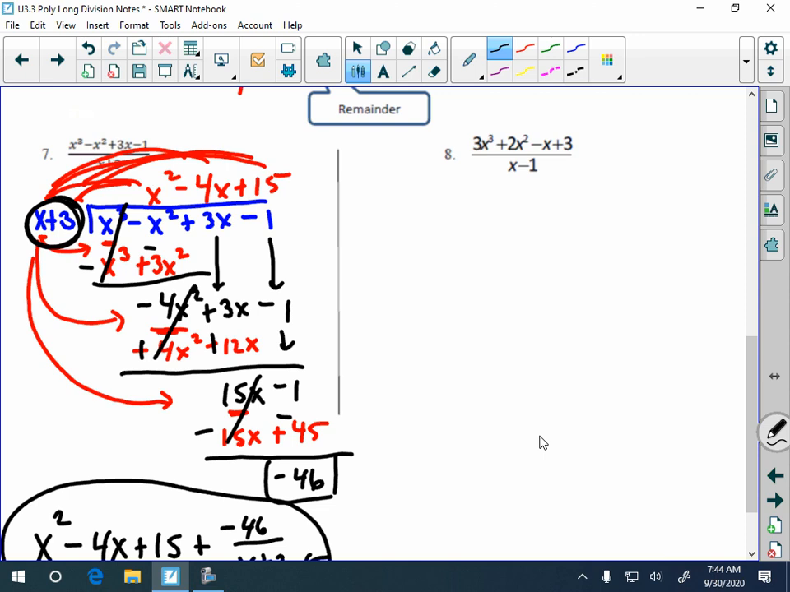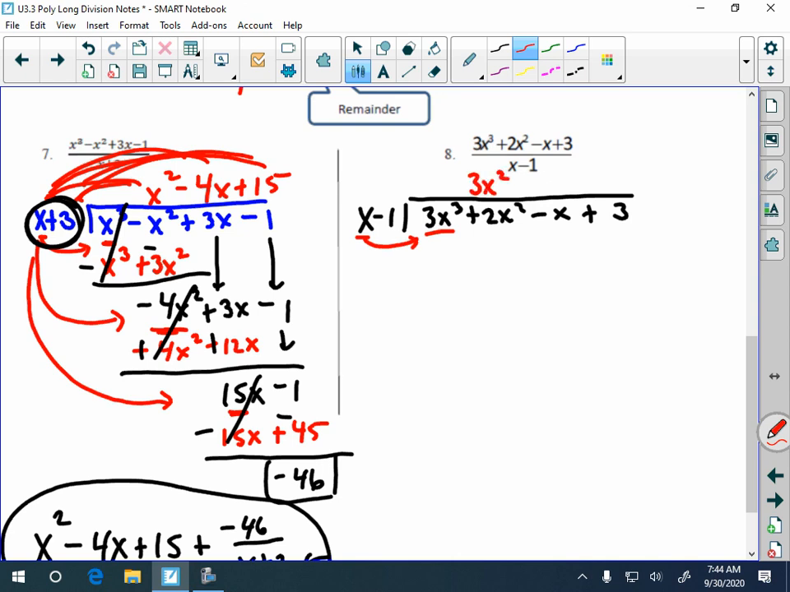All right, and then last one, number 8. x minus 1, 3x to the third, plus 2x squared, minus x plus 3. All right, so looking at the x and 3x to the third. So x times what is 3x to the third? So it's going to be 3x squared. We'll distribute that 3x squared over. So 3x squared times x is 3x to the third. And 3x squared times negative 1 is negative 3x squared. Draw a line, change both signs to their opposites, add down.